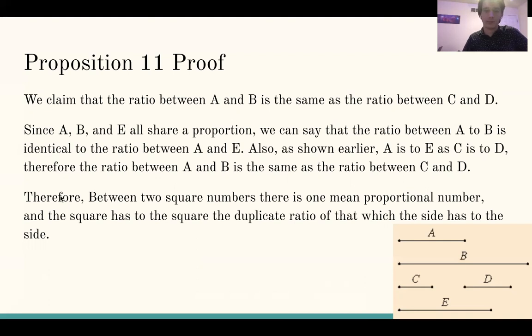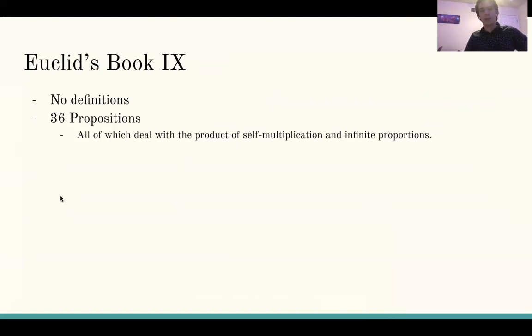So that's proposition 11. And then we get on to book 9. This was a lot to do with self-multiplication. And by that, I mean x times x is going to be x squared, x times x times x is cubed, and so on and so forth. An infinite proportion. So it's kind of like taking book 8 and being like, well, we can do this forever. We could take these proportions and keep going and going, and it's going to be the exact same throughout.